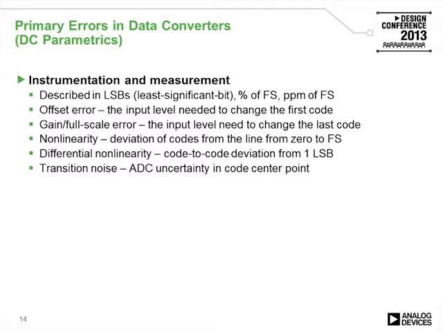When we talk about errors in data converters, we basically talk about two sets of parameters, the DC parametrics and the AC parametrics. When we talk about DC, we basically describe them in LSBs, percent of full scale, or depending on how small that percentage is, we can convert that to parts per million. There are basically a couple of things that we need to look for.